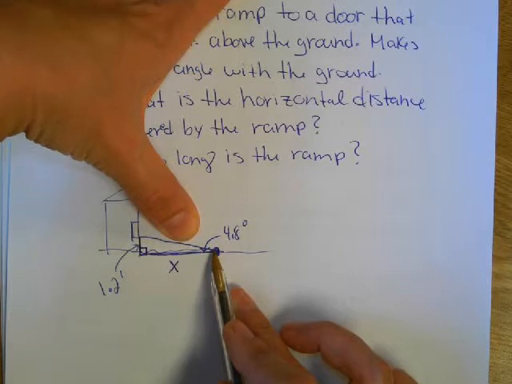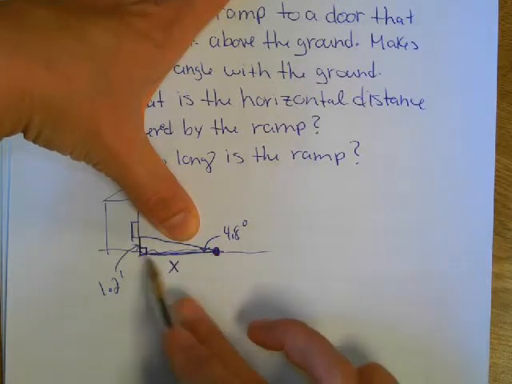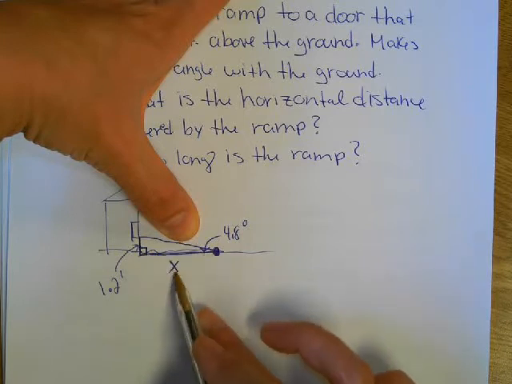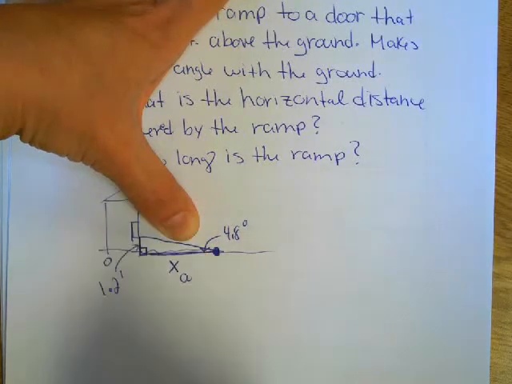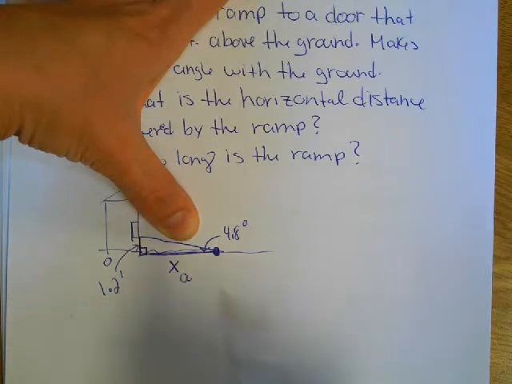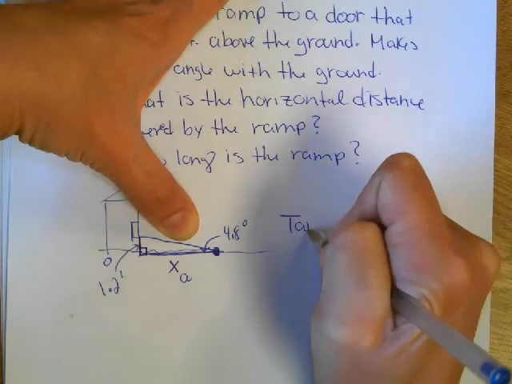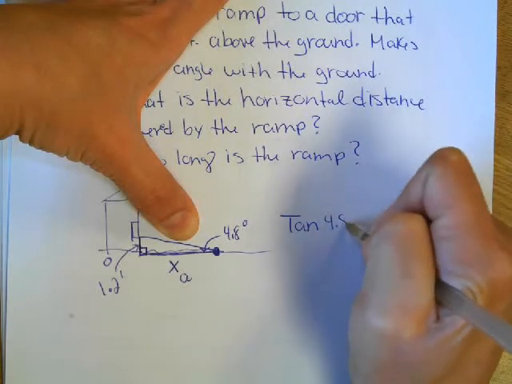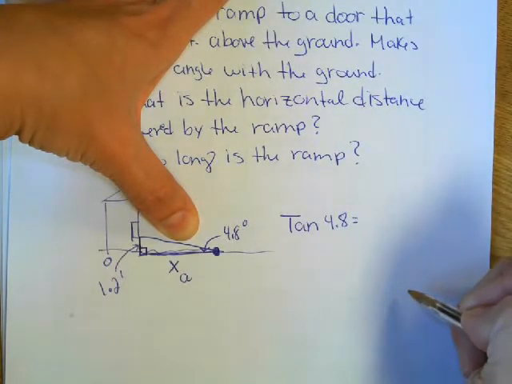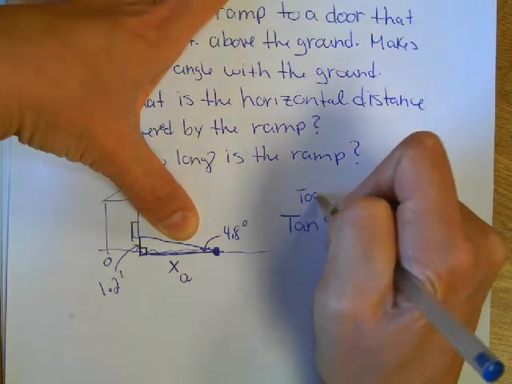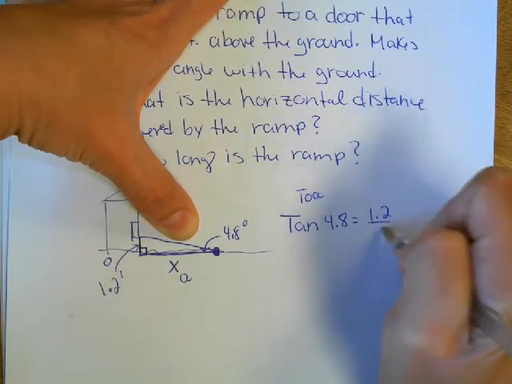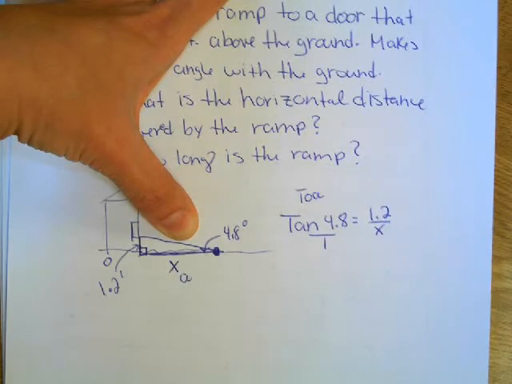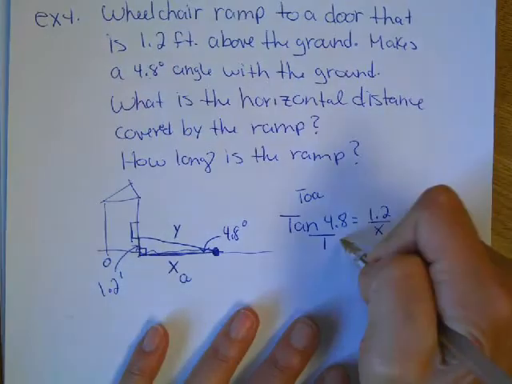So identifying the sides. If I'm standing here, the hypotenuse is up there. I'm not using it. That means this is the adjacent leg here. And the opposite leg is the 1.2. And opposite and adjacent, that's the TOA. So that's tangent. A tangent is going to get us that horizontal distance. So the tangent of 4.8 equals, it's TOA, so it's opposite on top of adjacent, so 1.2 over x.